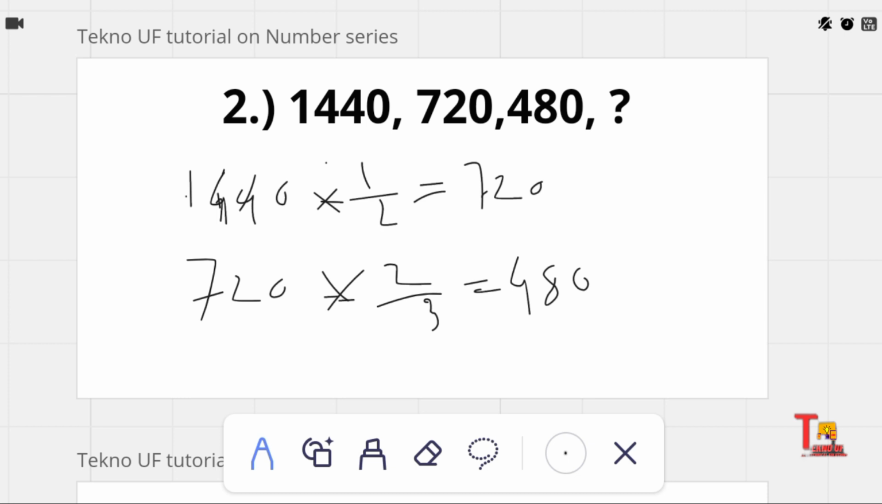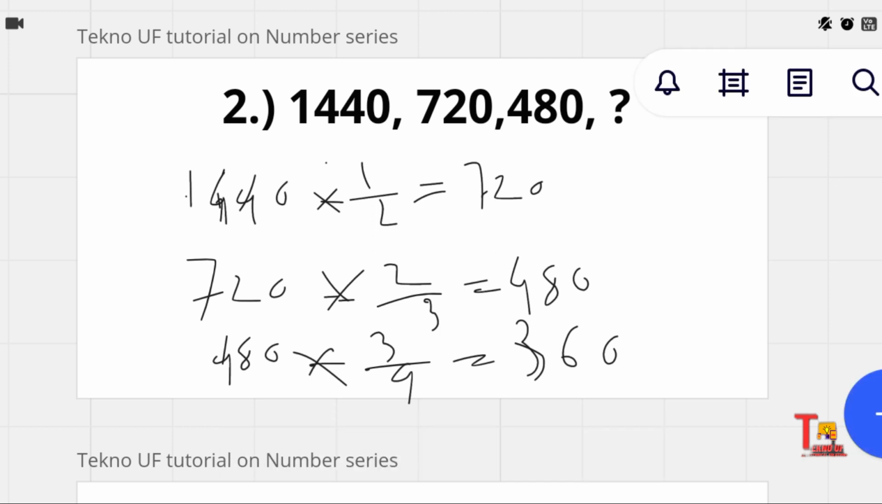So if you again multiply 480 with 3 by 4, then you will get which number? If you get any number, then that number will be the answer. I hope you have got the sequence, right? So 480 into 3 by 4 is equal to 360, right? I hope you have got the answer. Okay, let's move to the next question.